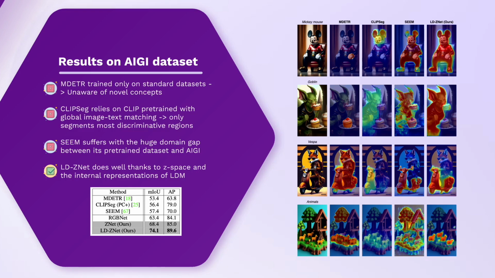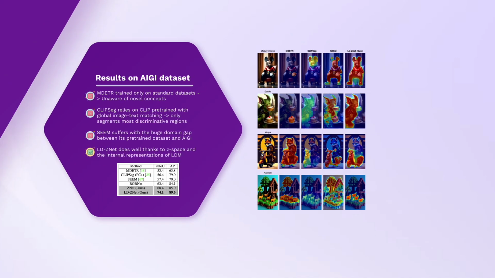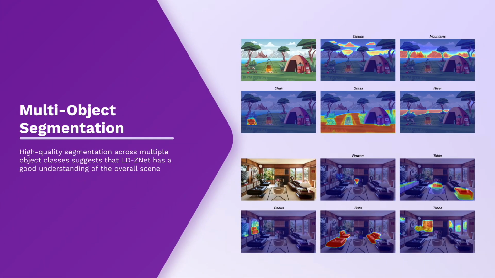However, our method LD-ZNet does well on all these examples and on the entire AIGI dataset, thanks to the reduced domain gap in the Z-space and useful internal features from the LDM. We also observe that our method does well on multi-object segmentation on thing and stuff classes, indicating our method has a good understanding of the overall scene.